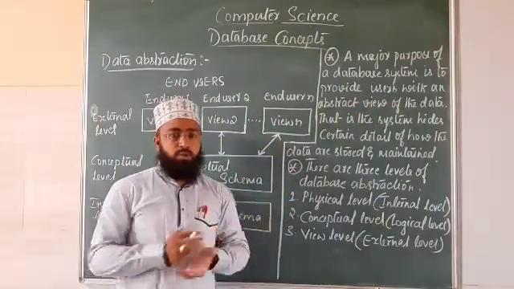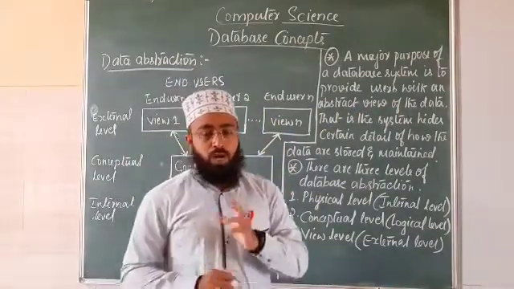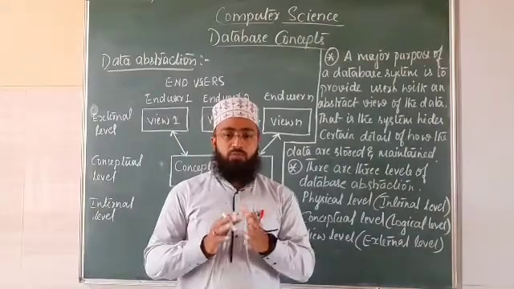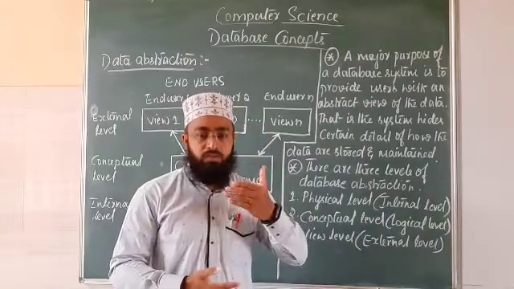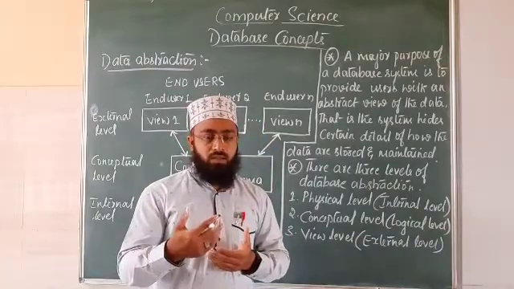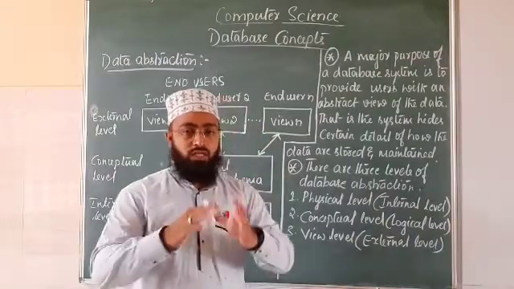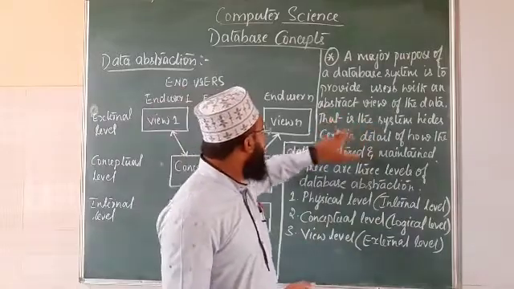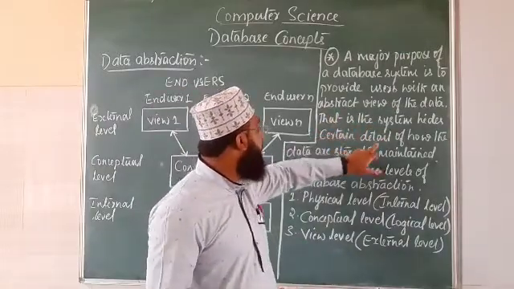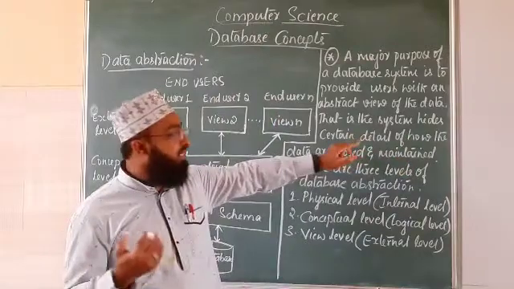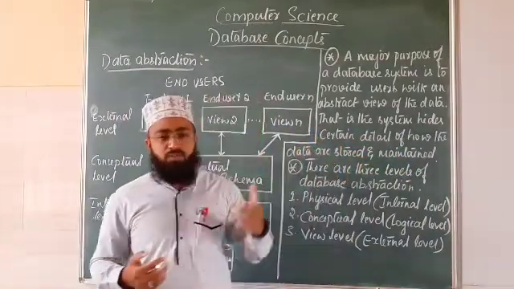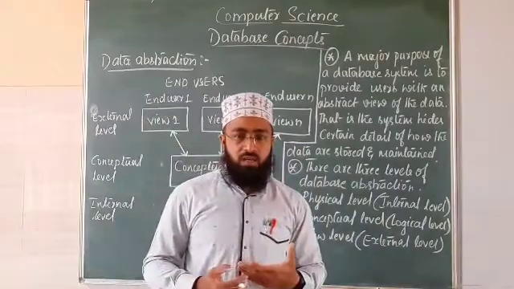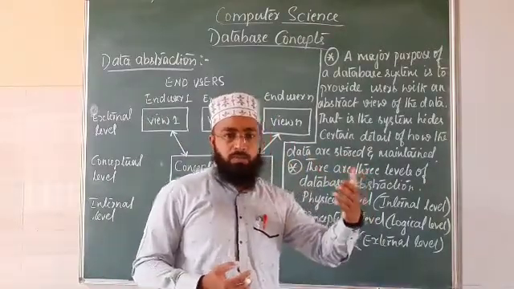Okay, the major purpose of a database system is to provide an abstract view of the data to the user. Abstract means your data will look like this. This is called an abstract view. That is, the system has certain details of how the data are stored and maintained. Abstract view means some features are hidden, but basically a few features are shown.